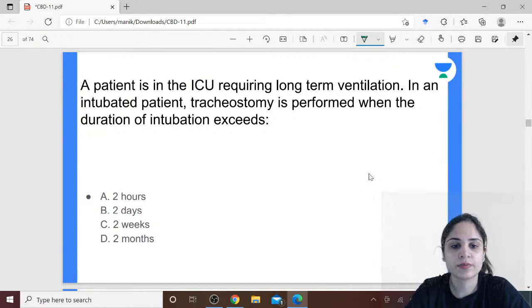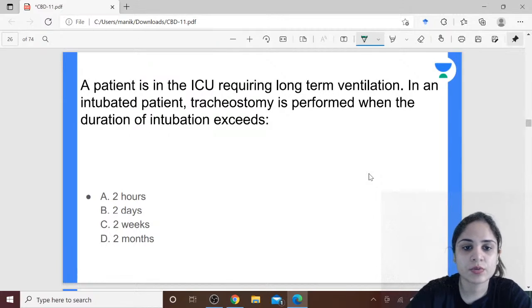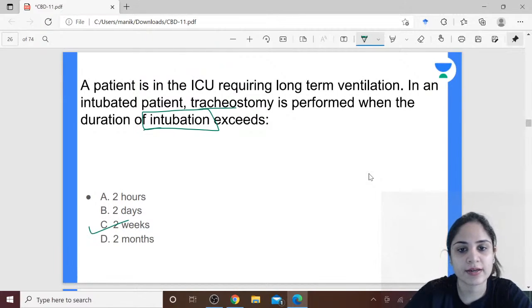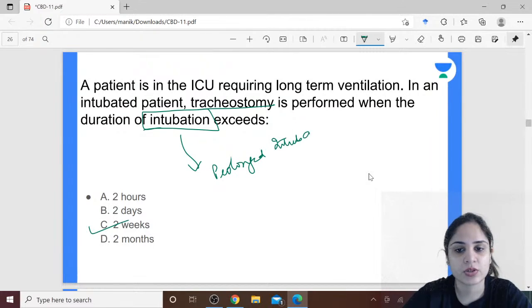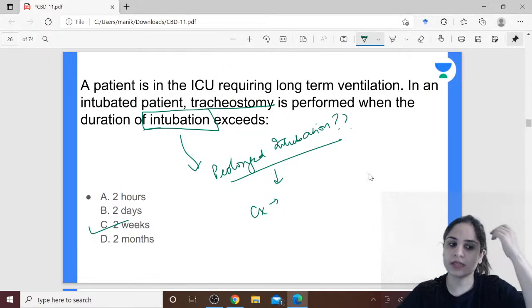Absolutely correct. So whenever we have a patient who is going to be intubated for more than 2 weeks, you will consider doing a tracheostomy. Now, if they ask you in the exam, why would you prefer tracheostomy in a patient for prolonged intubation? In a patient who is going to be ventilated, intubated for a long period of time, why do you prefer tracheostomy? Can you tell me what is the complication that can occur if you keep the patient intubated for a long period of time?